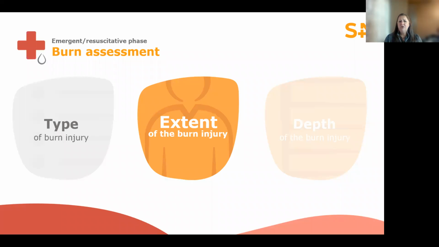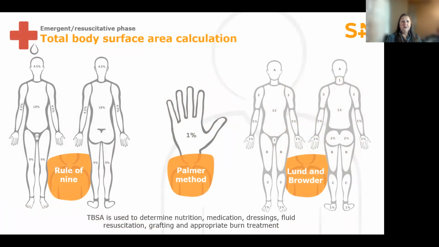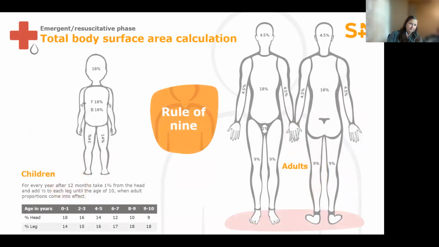So the next thing we want to know is the extent of the burn. When we look at the extent of the burn, we are going to use different methods to measure that. Three that you may be familiar with, most of us are, are the rule of 9s, the Palmer method, and the Lund-Browder. Let's move on and take a look at each one of these separately. So the rule of 9s is generally what most people understand as measurement for burns. Our emergency care people, our ER people, will use the rule of 9s.